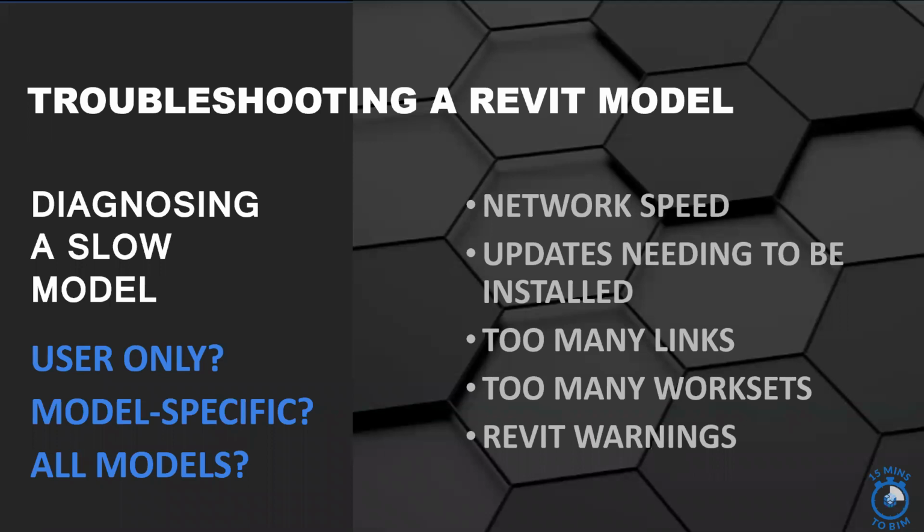The first 15 Minutes to BIM we discussed was troubleshooting the Revit model and what the typical process currently looks like. Whenever you're troubleshooting a Revit model, say diagnosing a slow model for a real quick moment, you really have to answer certain sets of questions. You have to identify whether it's user-based, model-specific, or whether all models throughout the organization are suffering. All of these can be attributed to things like network speed, updates perhaps needing to be installed, or user-based errors such as too many links imported into the model, too many worksets on, or Revit warnings having become a bit unmanageable.